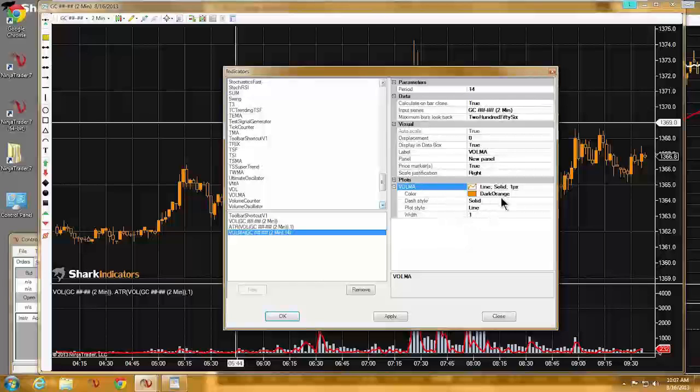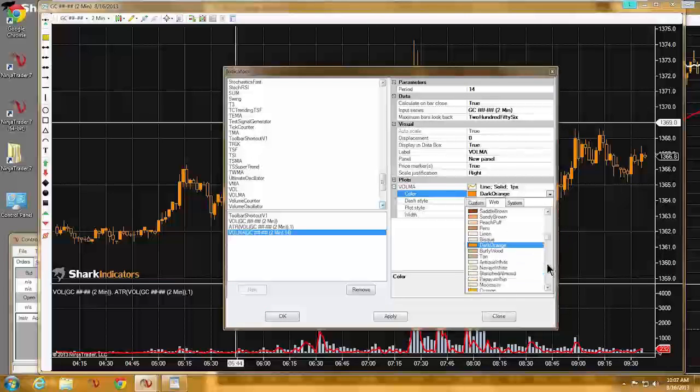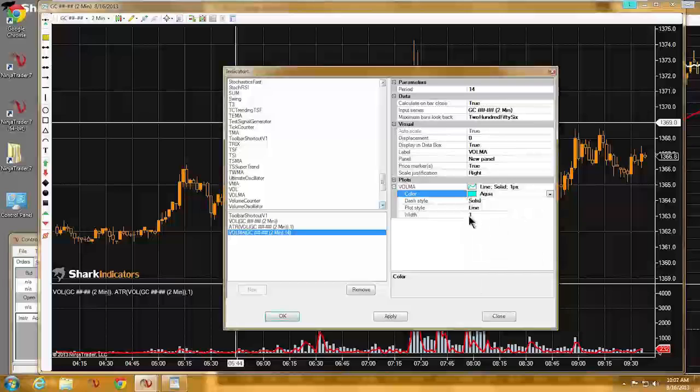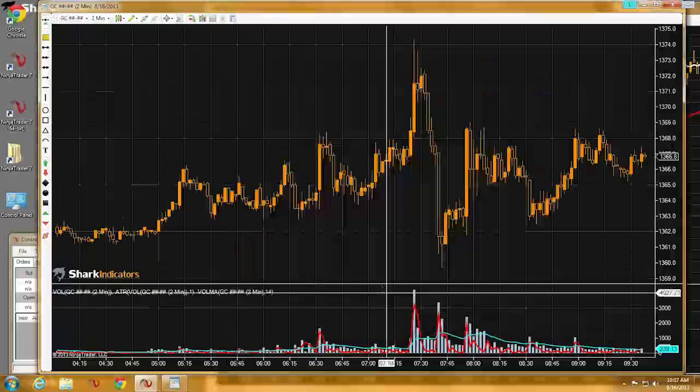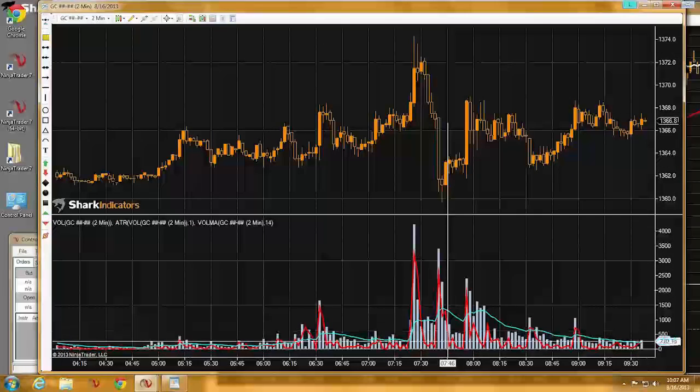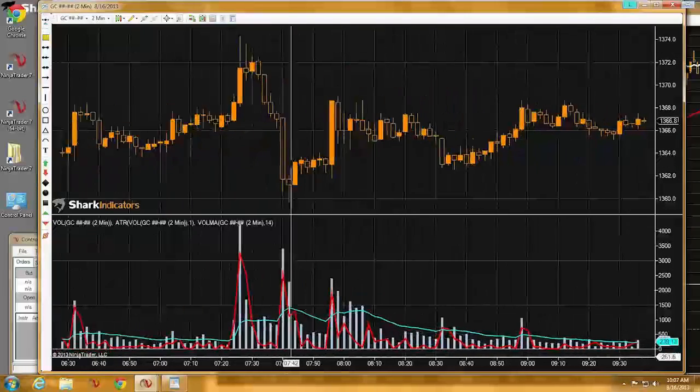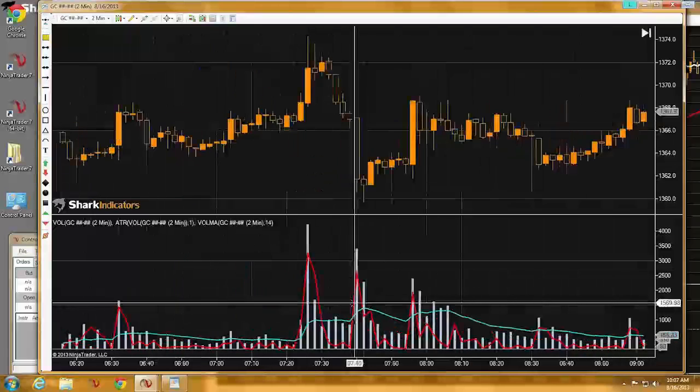Let's see, orange, change this to blue. All right, put that on the right panel. There we go. I'm going to stretch this out and make it pretty obvious. There we go.